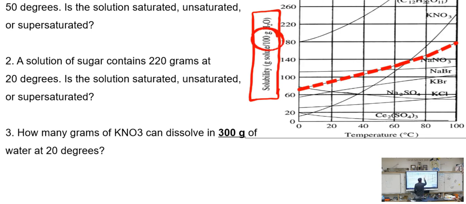It's per every 100 grams of water. But this problem asks you, all right, not 100, it's asking you how many in 300. So you find how many there are in 100, which was 30. So if it's 30 for every 100, then it would be 3 times 30 for every 300.